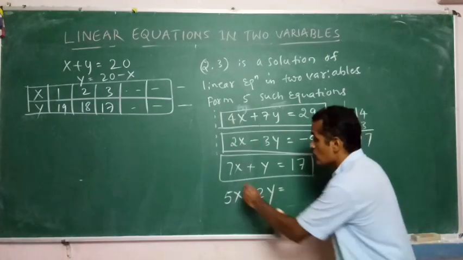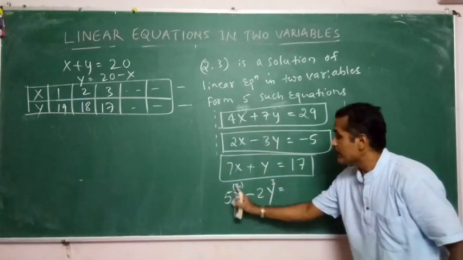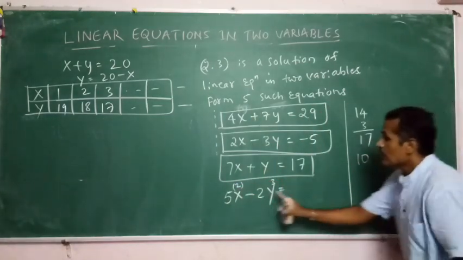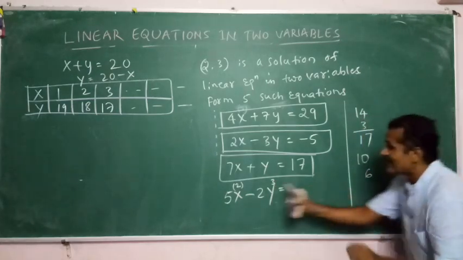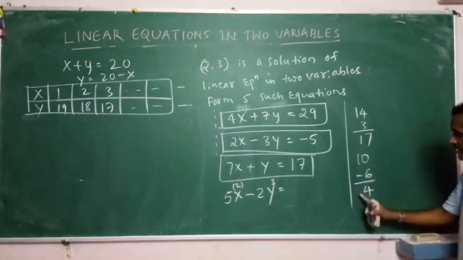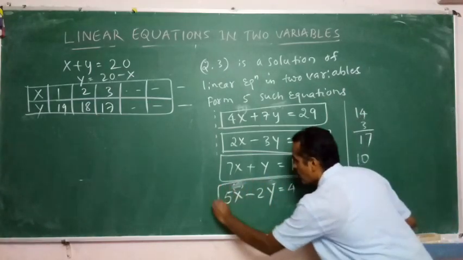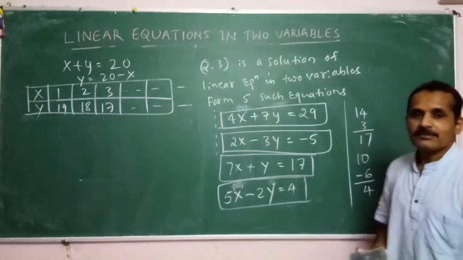X value is 2. Y value is 3. 5 2s are 10. 2 3s are 6 with a negative sign. 10 minus 6 is equal to 4. Bigger number sign is positive. Equals to 4 is my fourth equation.